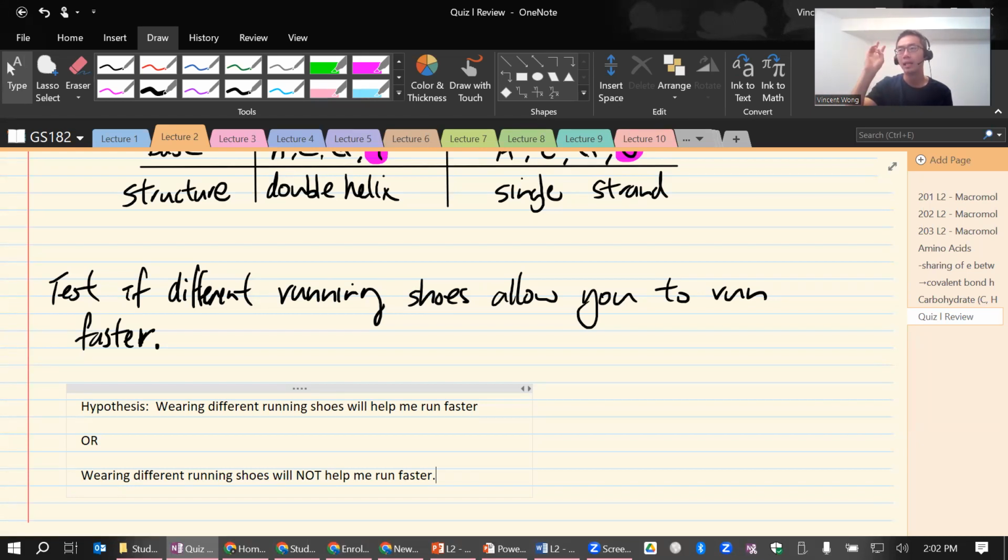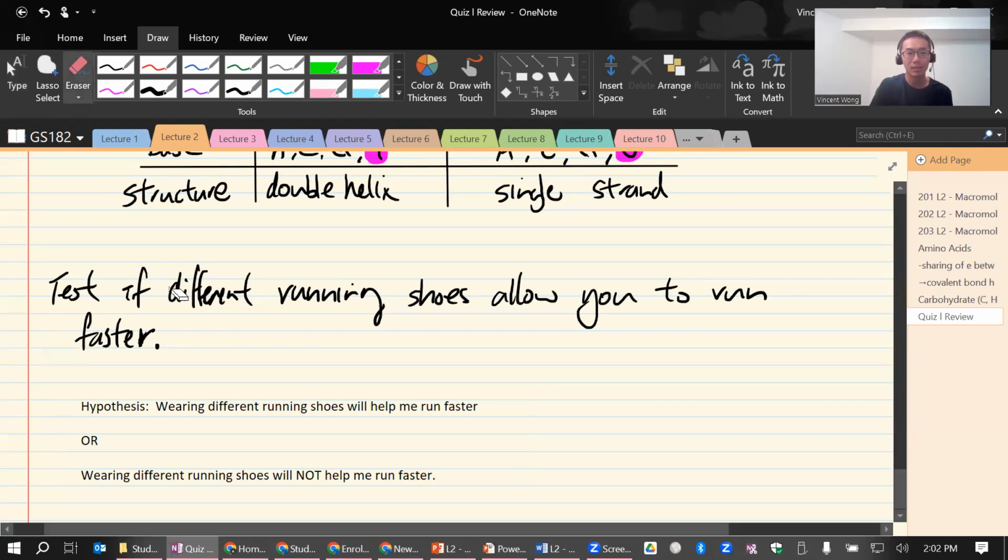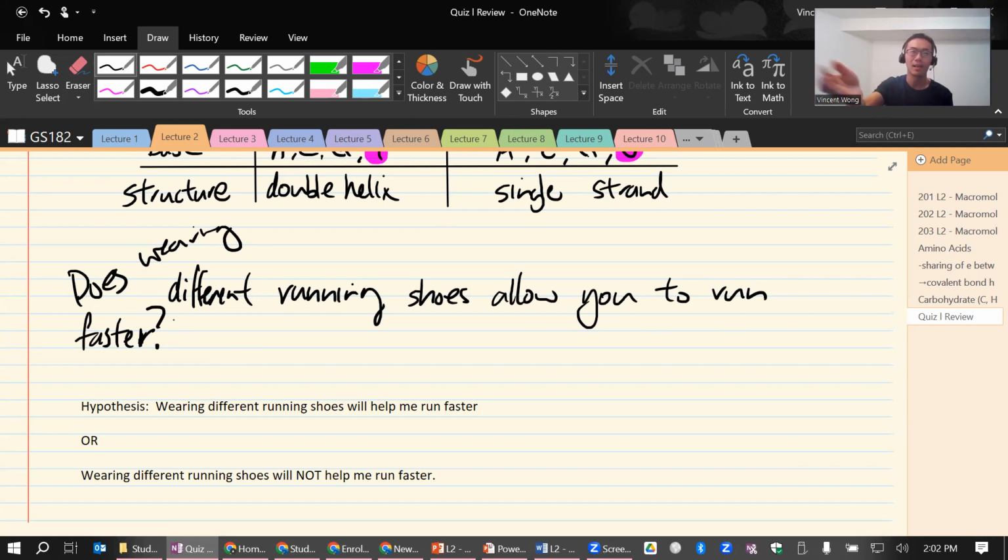Second thing, I see some people write the type of shoes. That's a variable in your experiment. That's not a hypothesis. A hypothesis is a tentative answer to your question. Your question is, does wearing different running shoes allow you to run faster? So what's the answer? Either you think it does or it doesn't. But you can't just write it does or it doesn't. You're not going to get full marks. You have to spell it out for me.